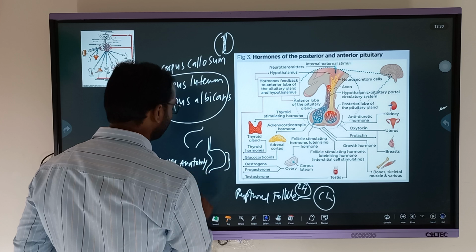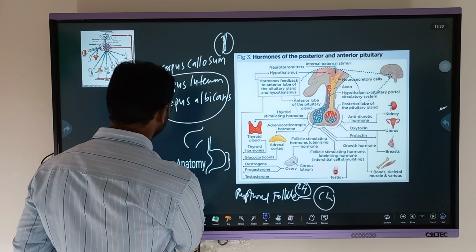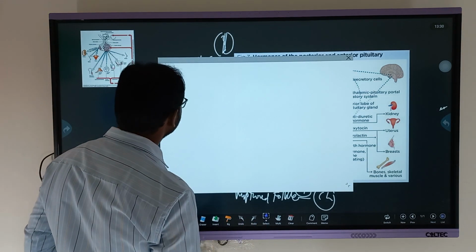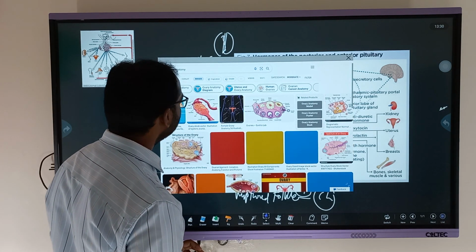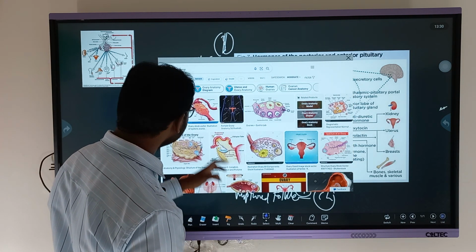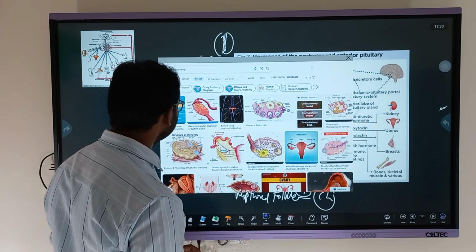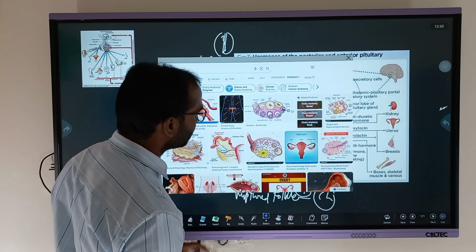Just have a glance at the corpus luteum, how the follicles are matured, and in what way the corpus luteum and corpus albicans are developed. Okay na?